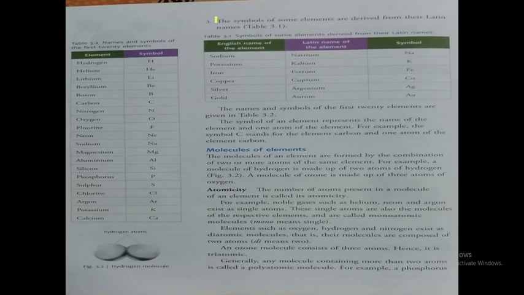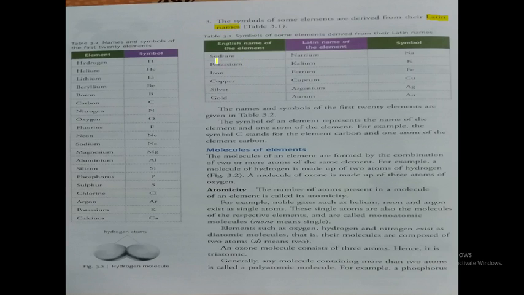Now rule number 3 is, the symbols of elements are derived from the Latin name. So if there are more than two elements which have the same first letter, for them we have taken their Latin names. Okay, Latin names. So here are the examples.